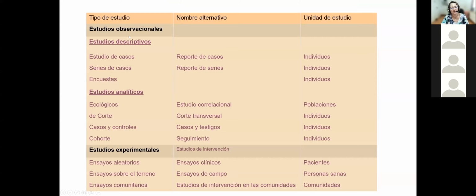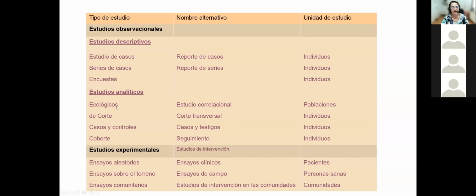This is a summary table that separates the observational studies from the experimental studies. The observational studies observe the features of the populations, and the experimental ones are the studies of the interventions.